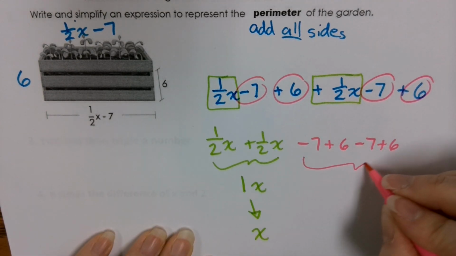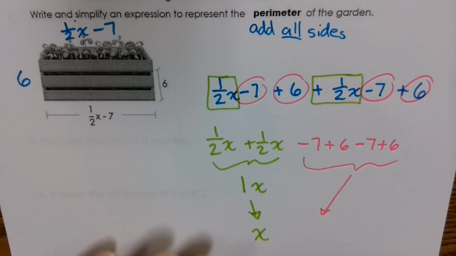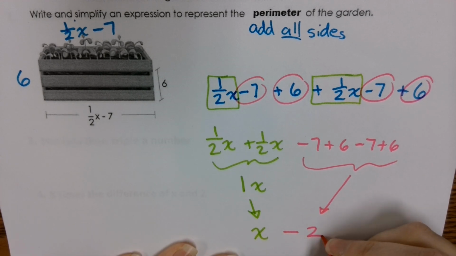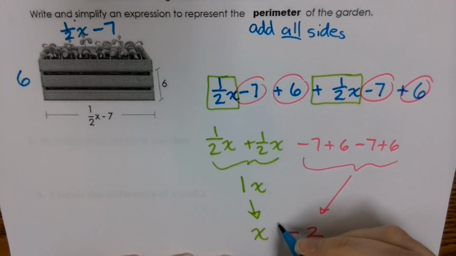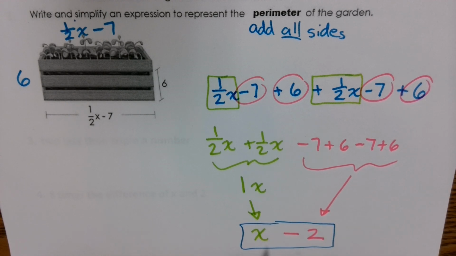Okay, when I add all of that together, that's going to equal a negative 2. And there's my final answer. I get x minus 2. 1x minus 2, or just x minus 2.